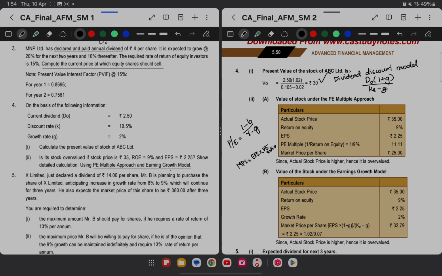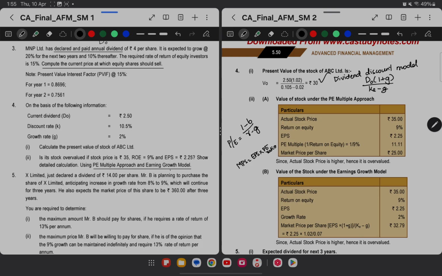So for the price earning ratio, we know the formula, EPS into... since we need the theoretical market price of the share to compare it with the stock price. So how will we calculate the theoretical market price? Theoretical market price MPS equals EPS into PE ratio, since we have to use the PE multiplier approach, and EPS they have already given as 2.25. We need to find out the PE ratio.